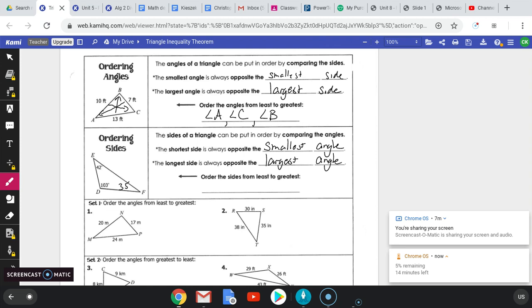So let's see, it wants us to put in order least to greatest. So what's the smallest angle? 35. So the small side would be ED. Next biggest angle is 42, so the next big side is DF. And then the biggest angle is D, so therefore the biggest side is EF.